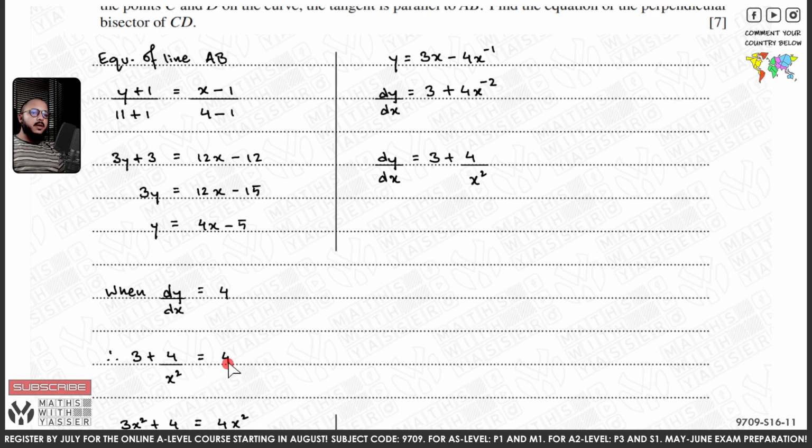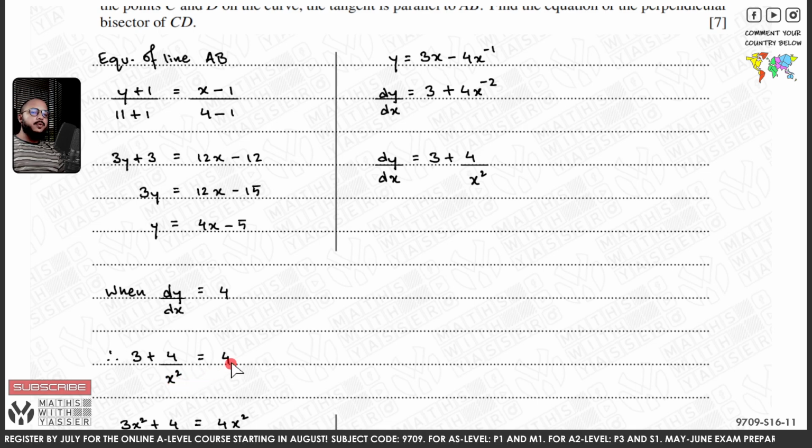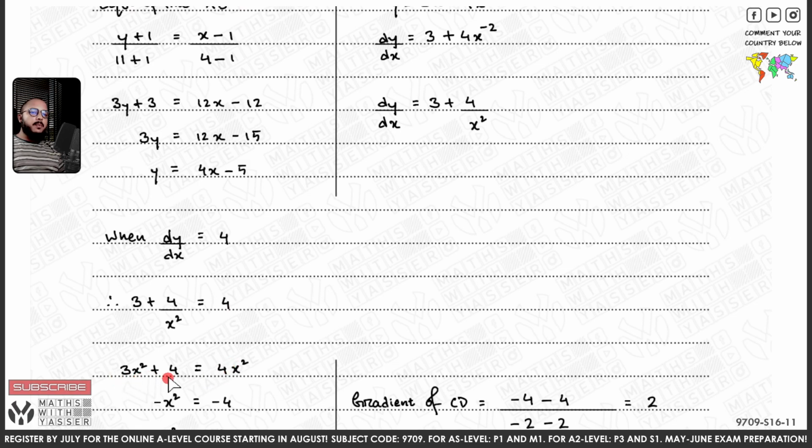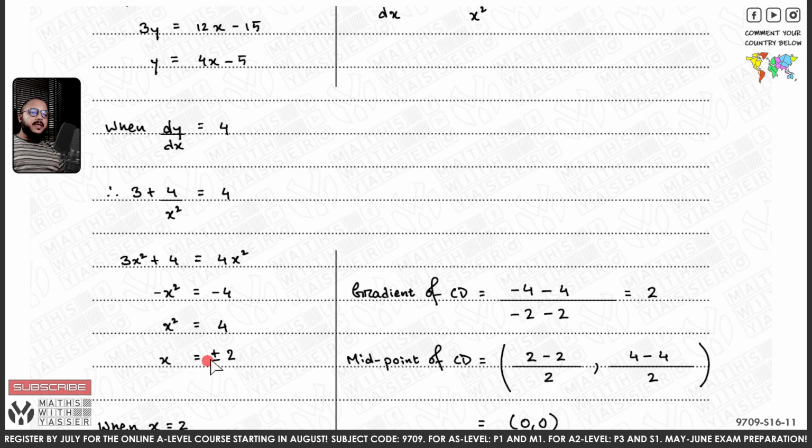We just need to figure out what will be the value of x for which the gradient comes to 4. So 3x squared plus 4 is equal to 4x squared. What I did here, I did the LCM and I multiplied x squared with 4. That gives us 3x squared plus 4 is equal to 4x squared. So minus x squared is equal to negative 4. So x squared is equal to 4. I'm just multiplying both sides by negative 1. So x will be plus minus 2.